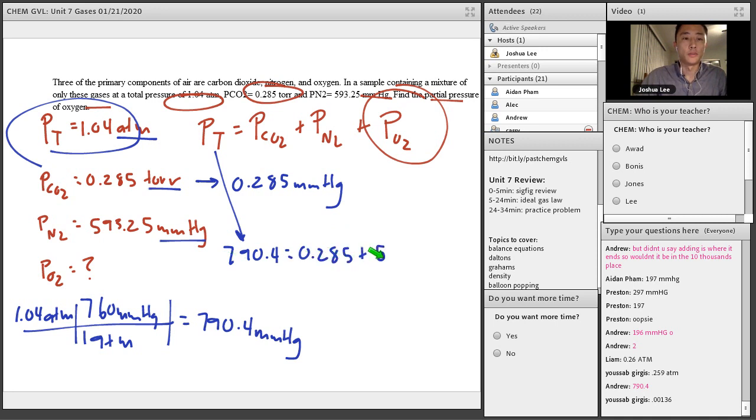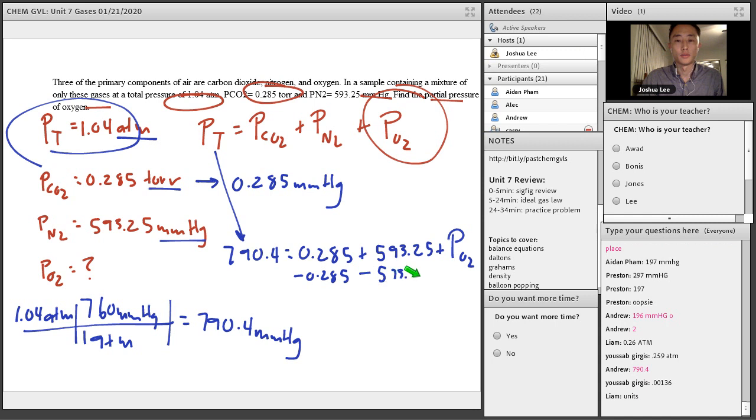So now if we start to plug in some numbers, this is 790.4 equals 0.285 plus 593.25 plus pressure of O2. At this point, definitely don't divide or multiply. You are subtracting. So 790 minus the 0.285 minus 593.25, you get 195.865 mmHg. But now we have to check sig figs.